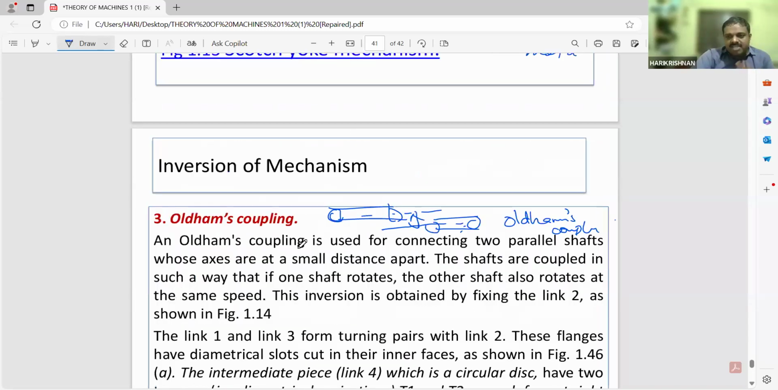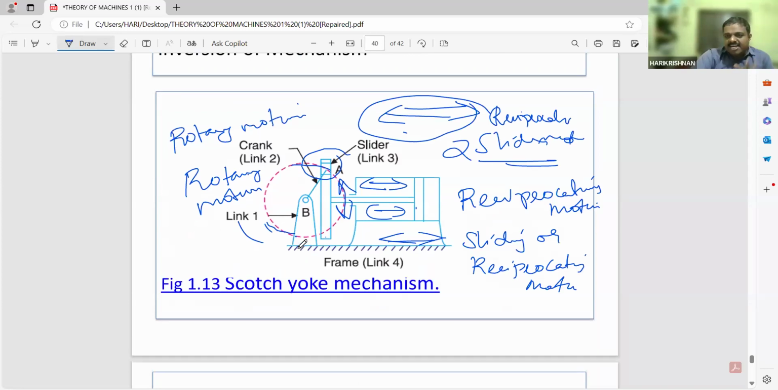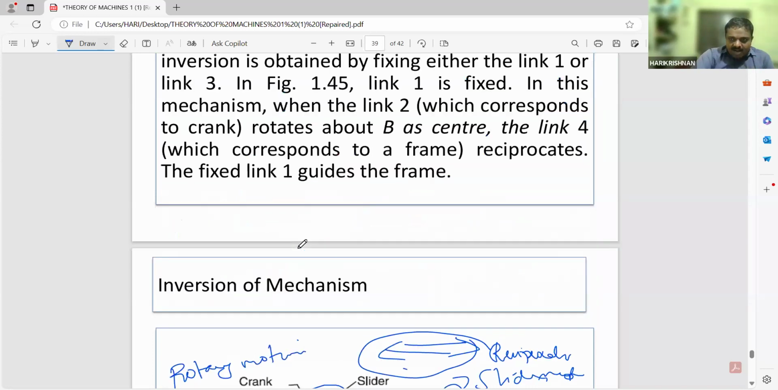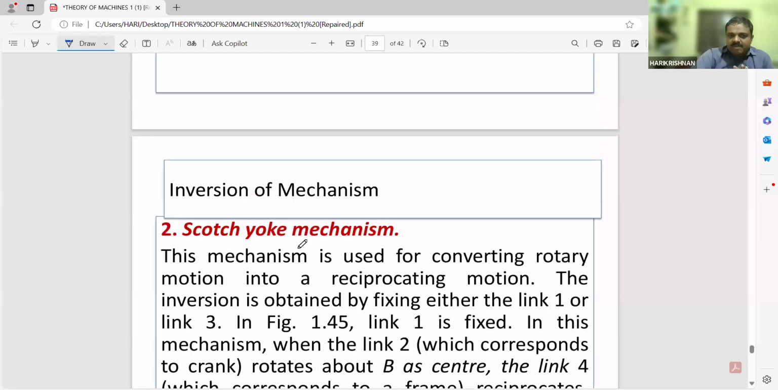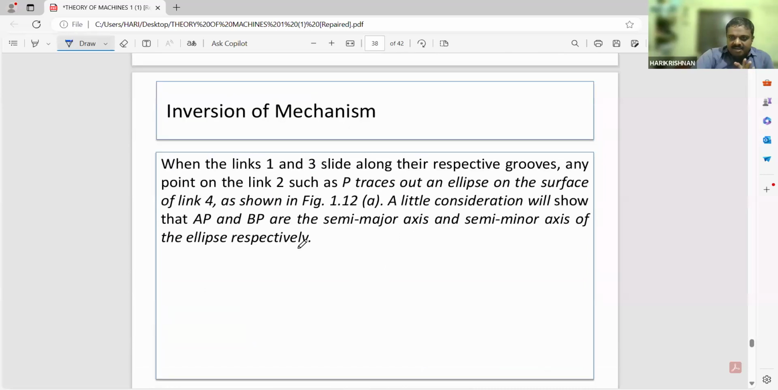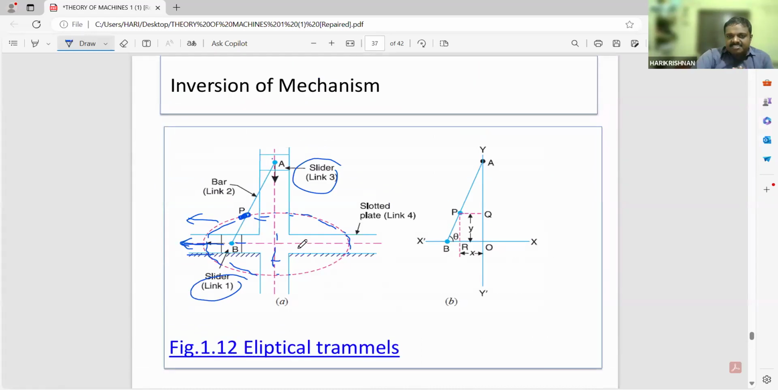So these are the basic things about theory of machines: what you mean by mechanism, what you mean by inversion of mechanism, and what you mean by kinematic link pair, etc. So I think whatever I have taken is clear for you. Okay, I will share this PPT with you. I think the concepts are clear. So if you have any questions regarding this subject, you can ask me.